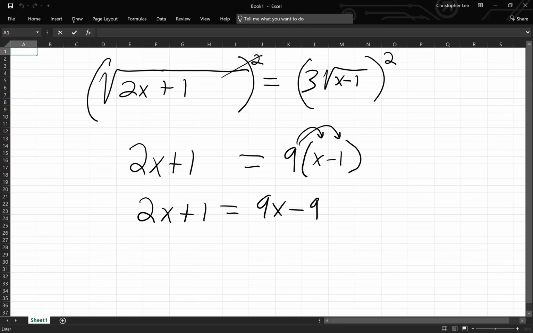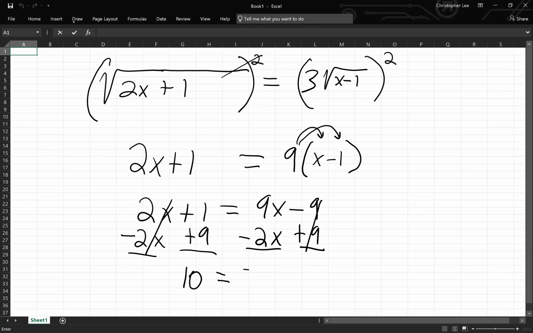And then you just solve for x. That's simple, right? So I'm going to subtract 2x from over here. What I do to one side, I got to do to the other, right? And I'm just going to add 9 over here. What I do to one side, do to the other, right? So now what do I have? I have 10 is equal to 7x. And then you just want to divide by 7. And then that's it. That's your answer.